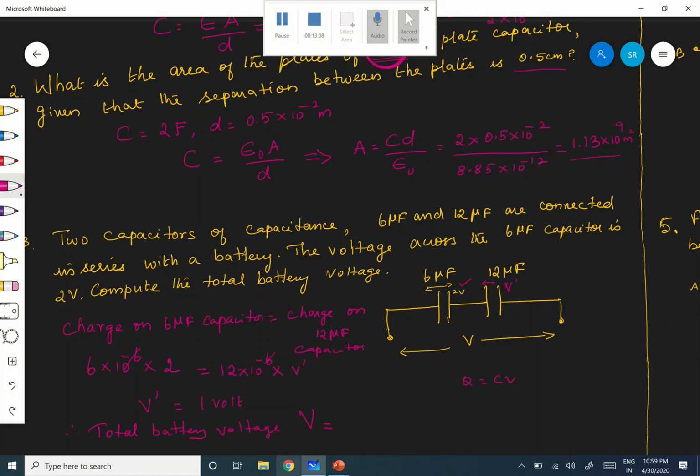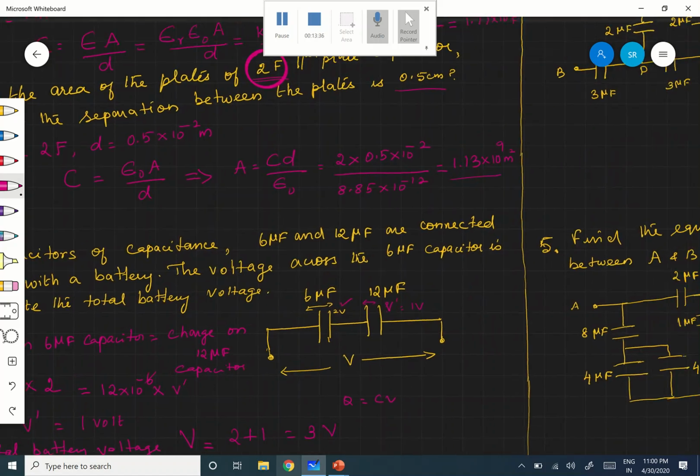V, that is equal to this 2 volt, V dash. Now you got V dash is equal to 1 volt. Therefore, 1 volt plus 2 volt, are you following? Therefore it is 2 plus 1, that is equal to 3 volt. Hope you are following this. Okay, right, simple.